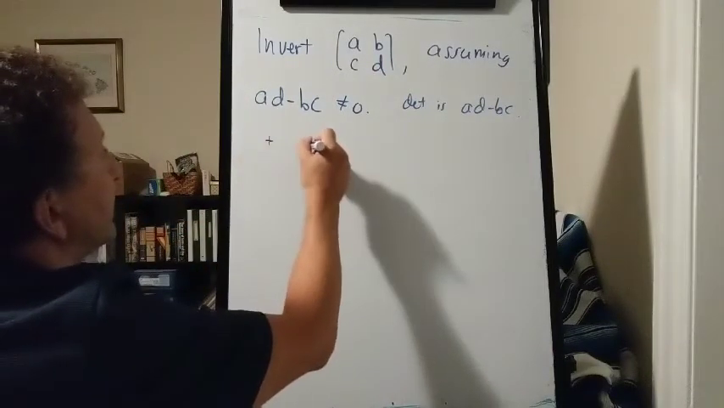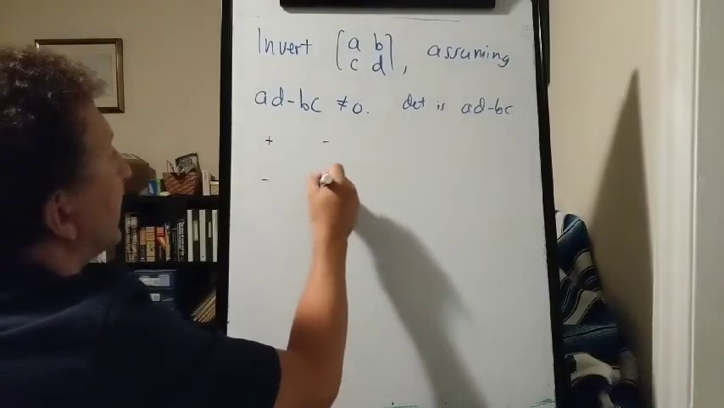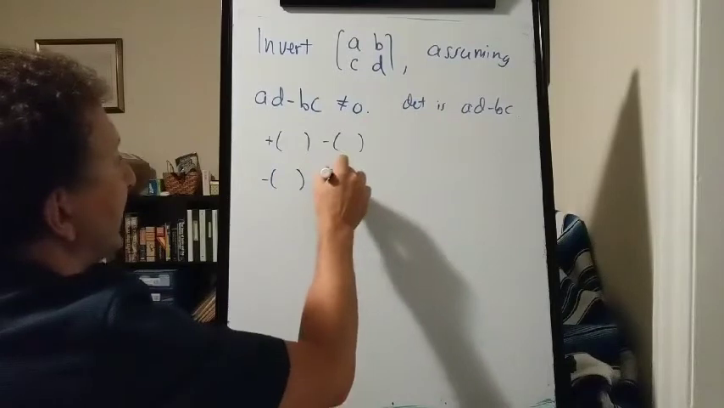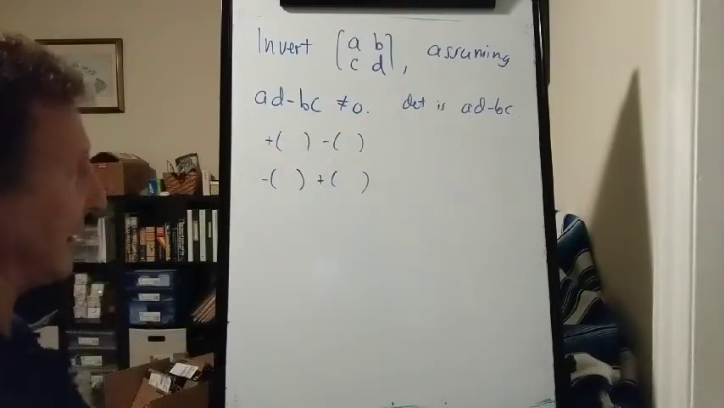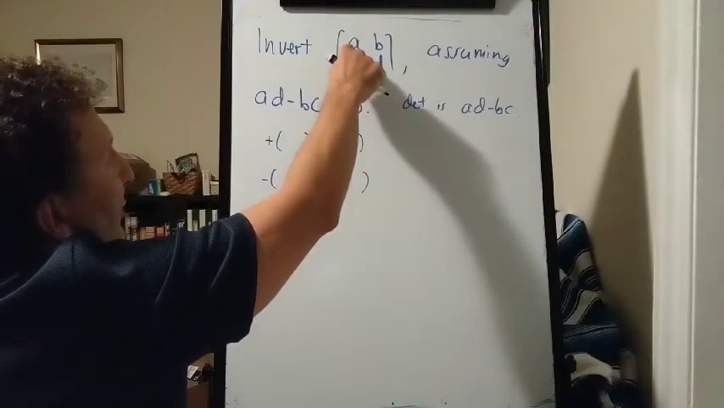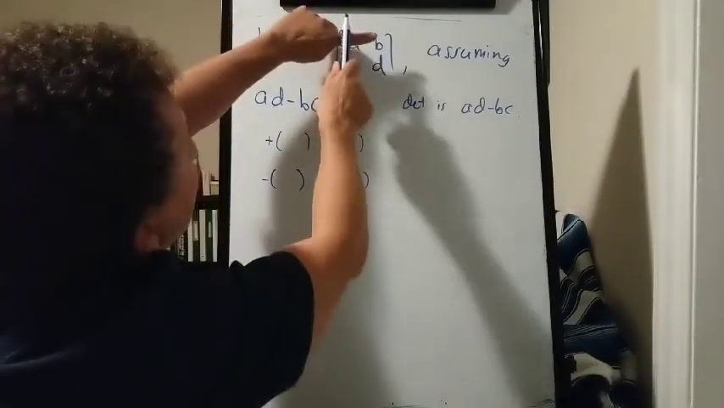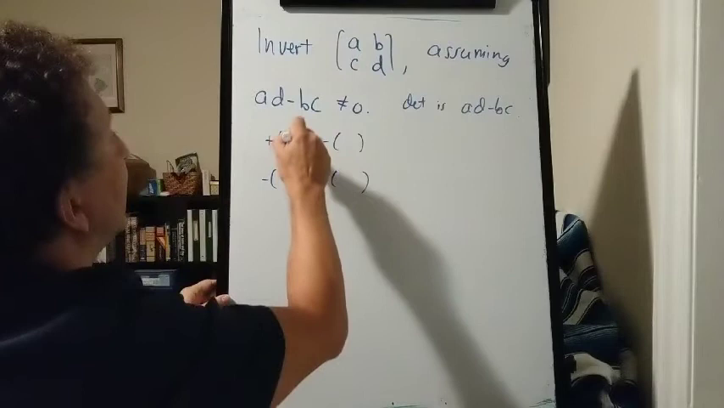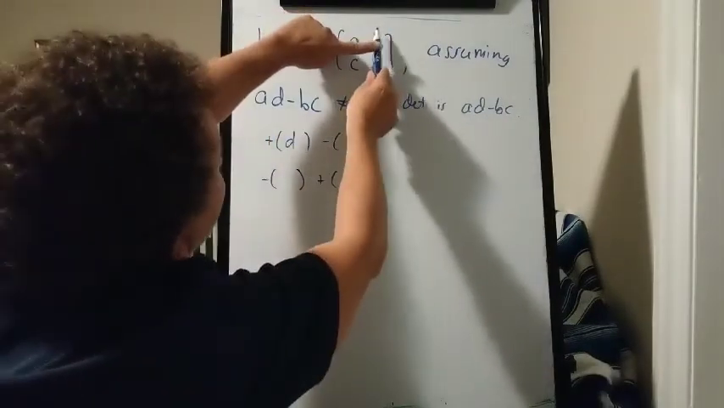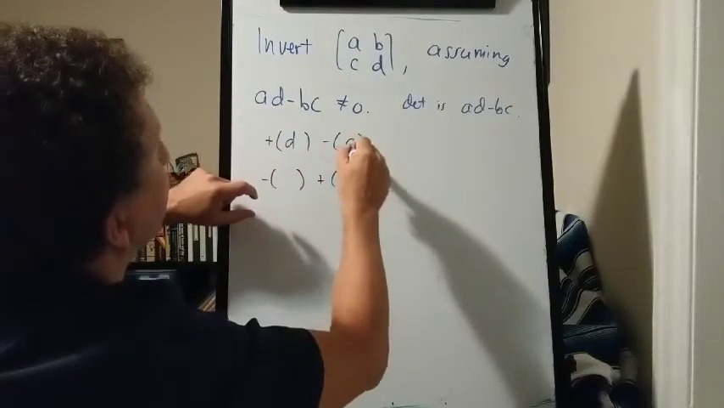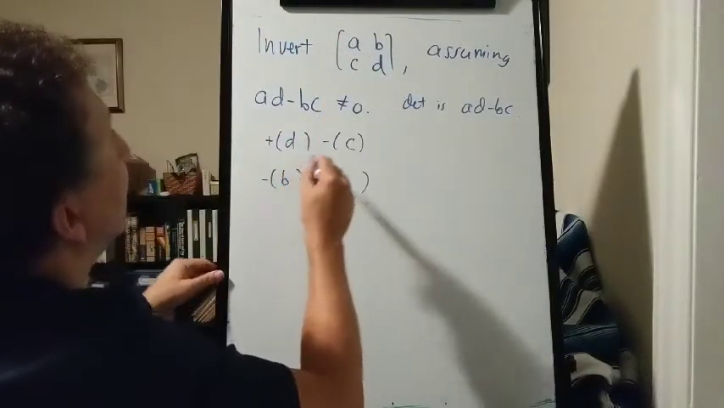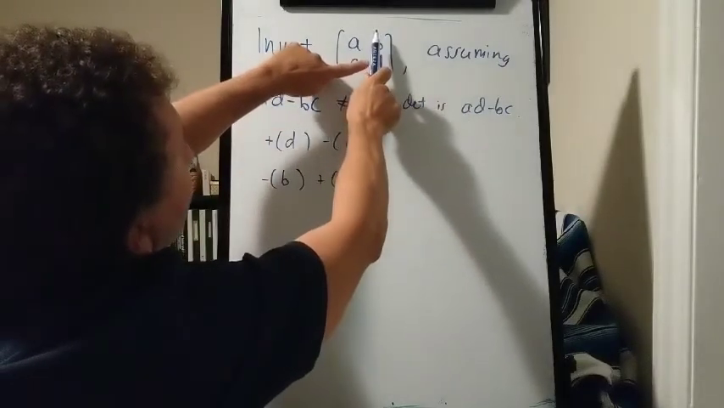So we've got plus something, minus something, minus something, plus something. So the signs alternate like a checkerboard. And we start with the 1, 1 position, cross out its column and row, and we get D. Then we go to the 1, 2 position, cross out its column and row, and get C. Cross out this column and row, and we get B. Cross out that column and row, and we get A.